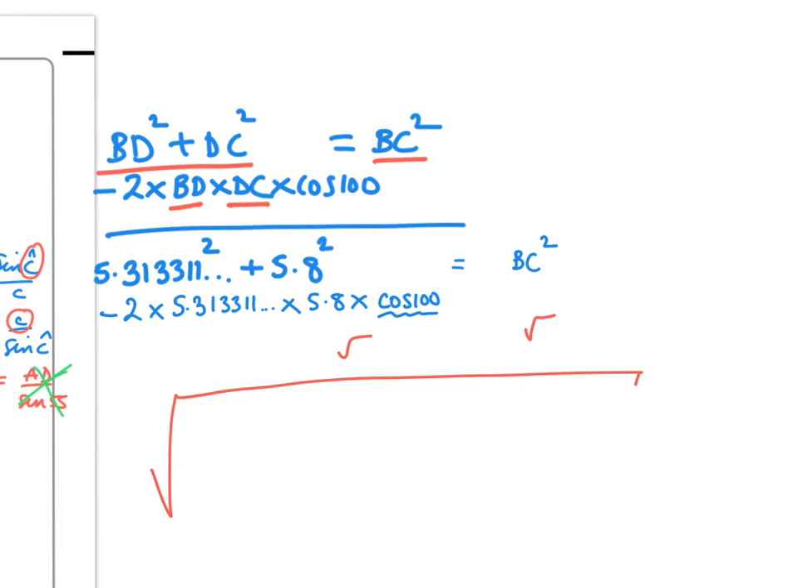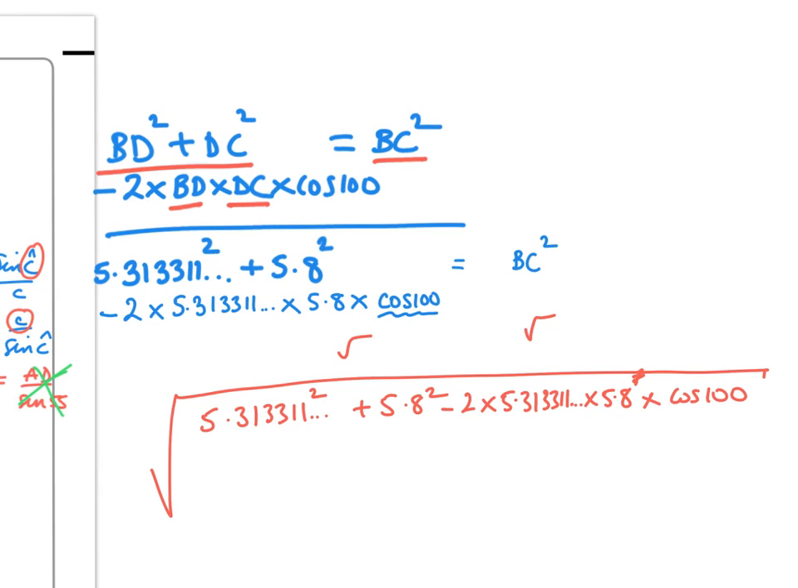So the nice thing about this now is, if I square root both sides, then my answer is simply all of this. It's 5.313311 etc. squared plus 5.8 squared minus 2 times 5.313311 times 5.8 times cos 100, and that would give me BC. So you can put that all into the calculator all at once if you want.